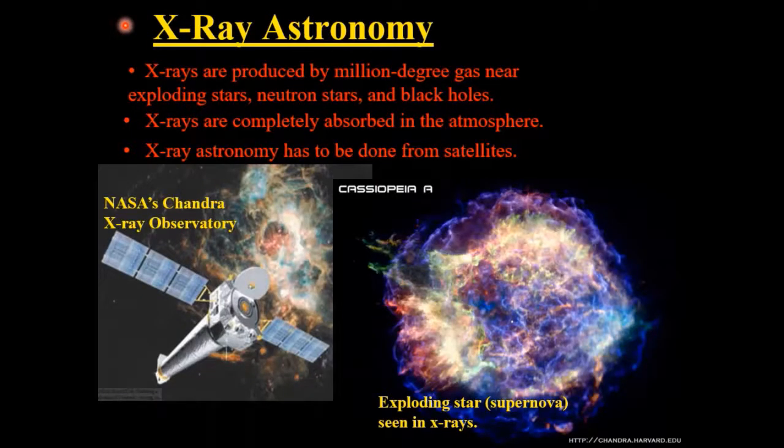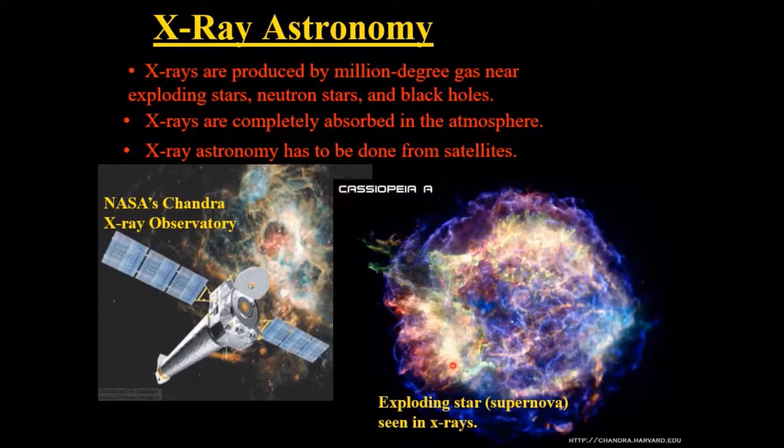Our next stop in the electromagnetic spectrum for astronomy is the X-ray portion of the spectrum. So telescopes such as NASA's Chandra X-ray Observatory were designed to image the universe in X-rays. And again, these telescopes have to be placed up in space because X-rays are eventually absorbed by our atmosphere. X-rays are produced by very hot million-degree gas. Some of the sources of these X-rays are exploding stars, neutron stars, and black holes.